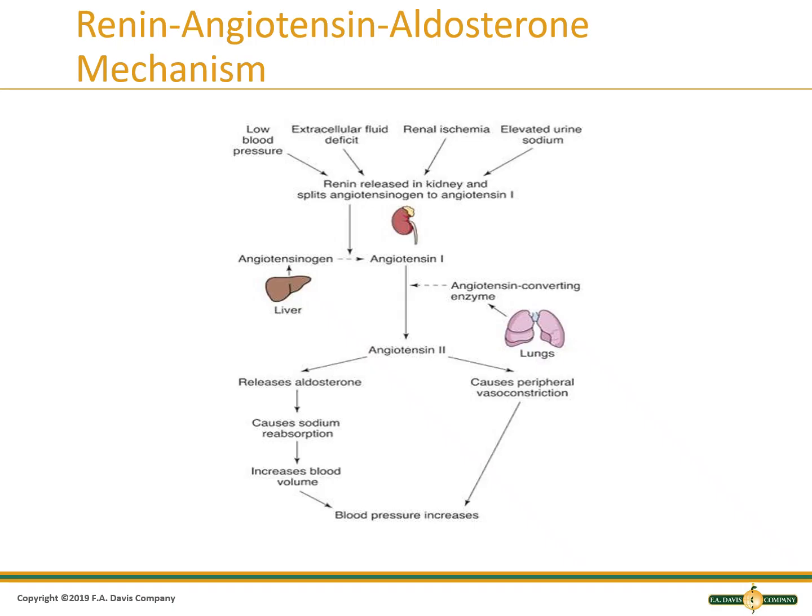Okay, so the renin, angiotensin, aldosterone. Let's go through it one more time. There is decreased blood pressure, stimulating the kidneys to secrete renin. Renin splits angiotensinogen from the liver into angiotensin 1. Angiotensin 1, with ACE, angiotensin converting enzyme, from the lungs becomes angiotensin 2.